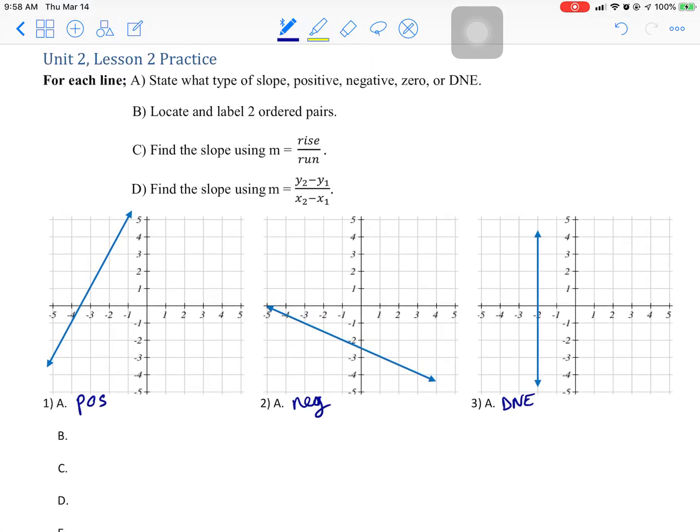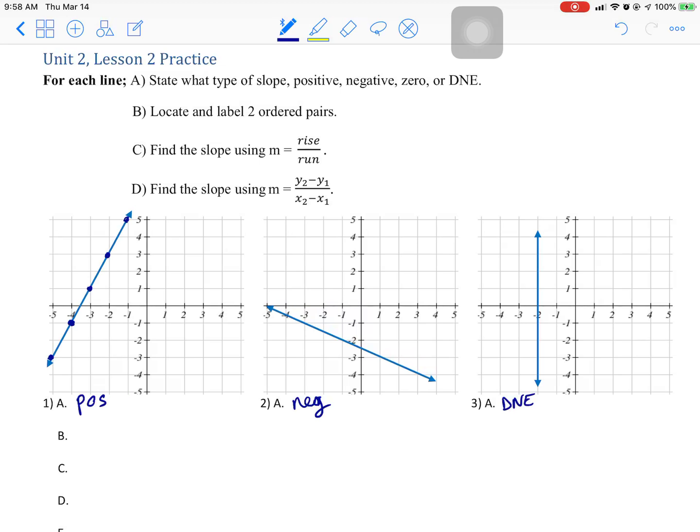All right, locate and label two ordered pairs on the line here. So you've got to look real close. Find an intersection where the line goes through. There's one there. There's another one. There's another one. You could use any one of those to get your 2 points. It says just locate two. I'm just letting you know it's any of those two.